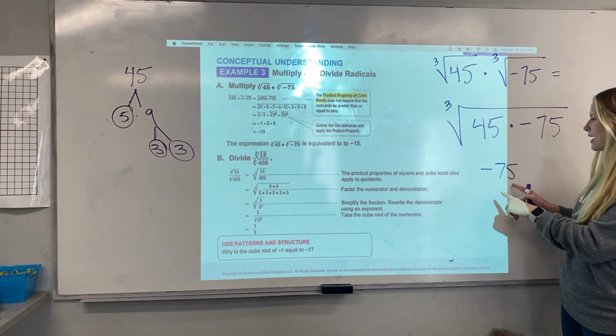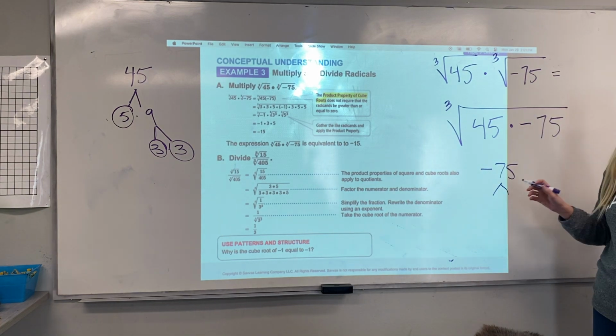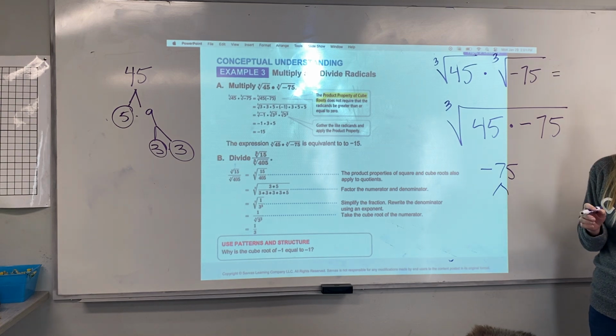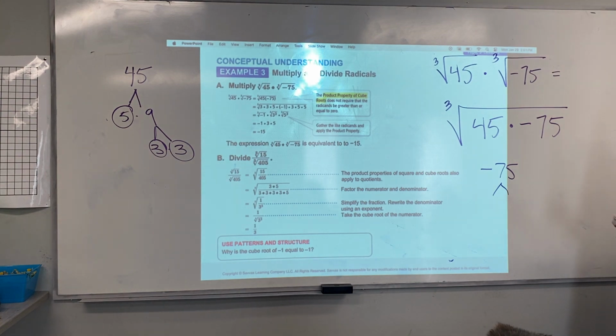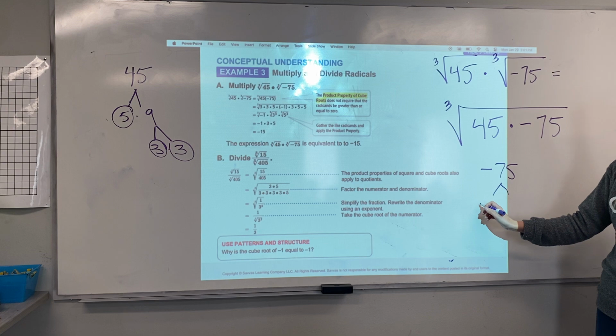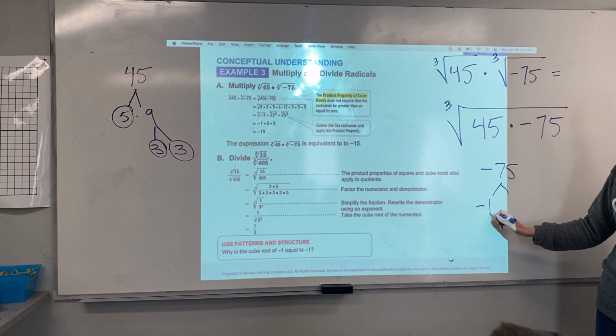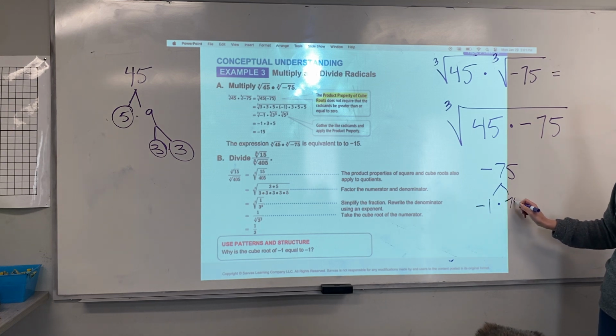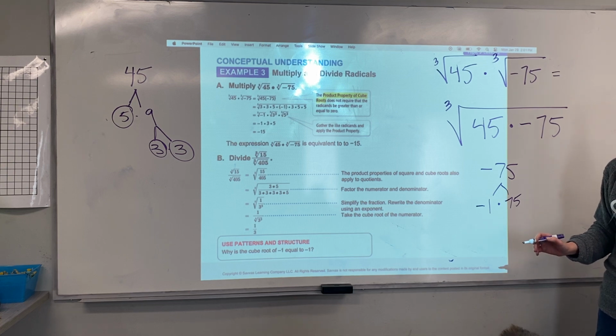So we want to get a negative 75 with two factors without breaking it down to other factors. What do you multiply 75 times to get negative 75? Negative 1. Very good. So this factor tree is going to start with a negative 1 times positive 75. Circle that, we're done.